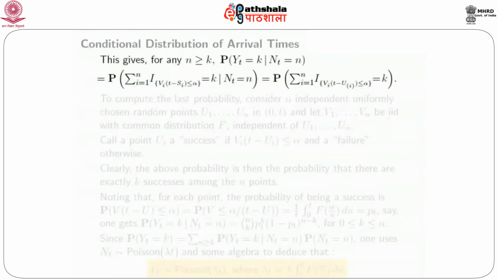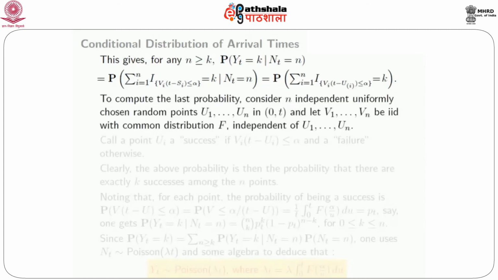This gives, for any n greater than or equal to k, remember, in order for Y_t to be equal to k, N_t has to be at least k. So for any n greater than or equal to k, the probability that Y_t equals k given N_t equal to n is the same as, firstly, the probability that the summation i equal to 1 to n of those indicators equals k given N_t equal to n. But then, using the fact that S_1, S_2, ..., S_n conditional on N_t equal to n have exactly the same joint distribution as the order statistics, that conditional probability is the same as this unconditional probability.